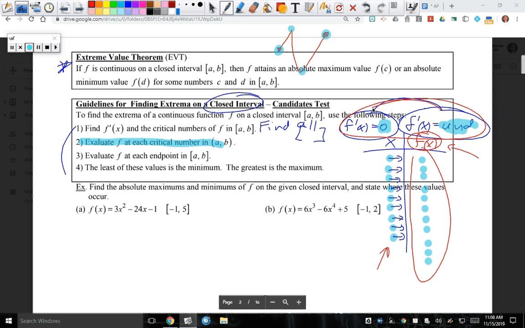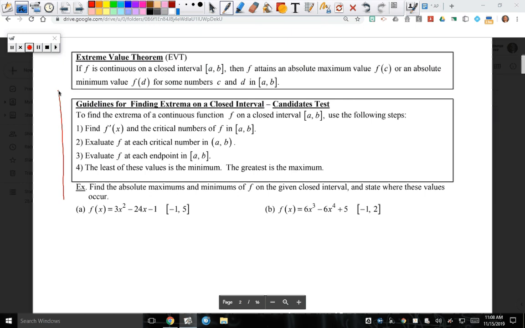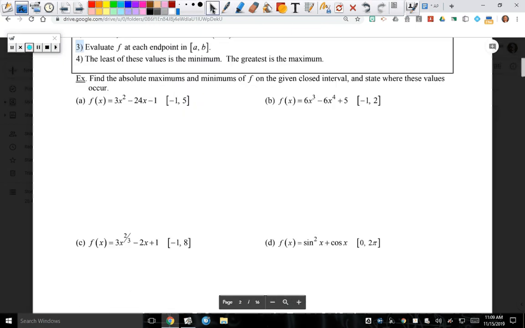Alright. Here we go. Let's go ahead and start with our examples right now. So, candidates test is huge for today. I have a function here from 1 to 5, and we want to find the absolute max and mins of this. Now, it isn't stated, but what must we know about this before we actually do this? It's continuous. Is this function continuous? Yes or no? Yes.